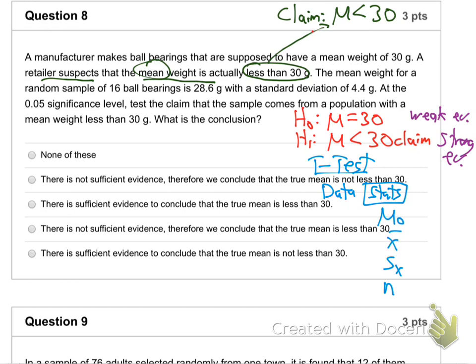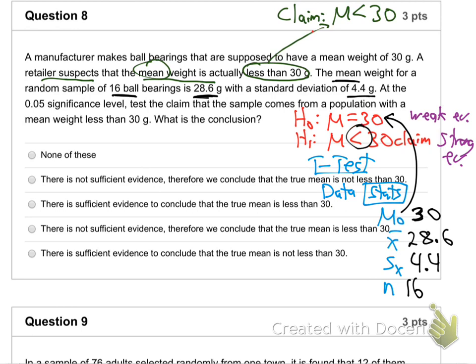So what's mu 0 on this one? Yeah, we always get that from the H0. X bar, yeah, the mean weight is 28.6. S sub x, standard deviation, 4.4. And n is 16. Not equal, less than, greater than thing. Oh, yeah. So, yeah, and then we got to do less than, don't we? Because that's what's in H1. All right, so there we go.